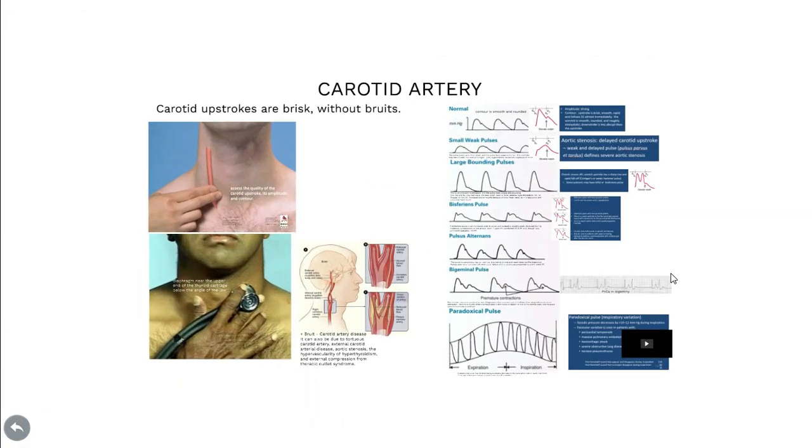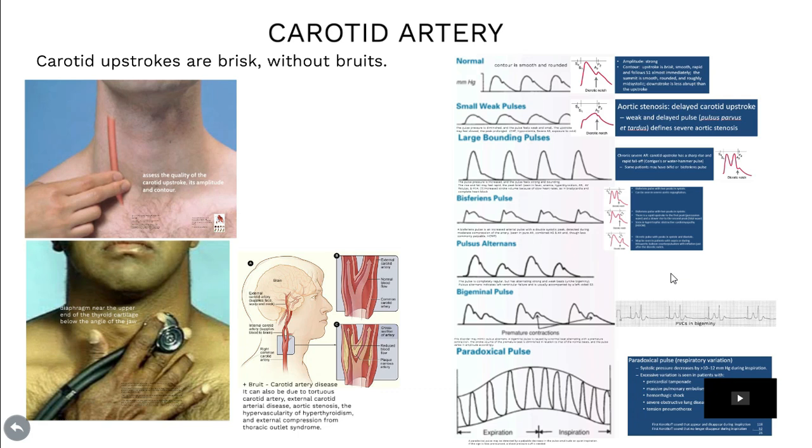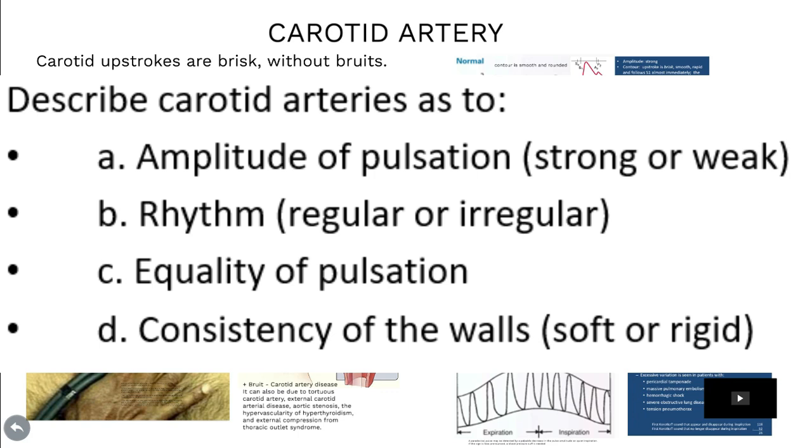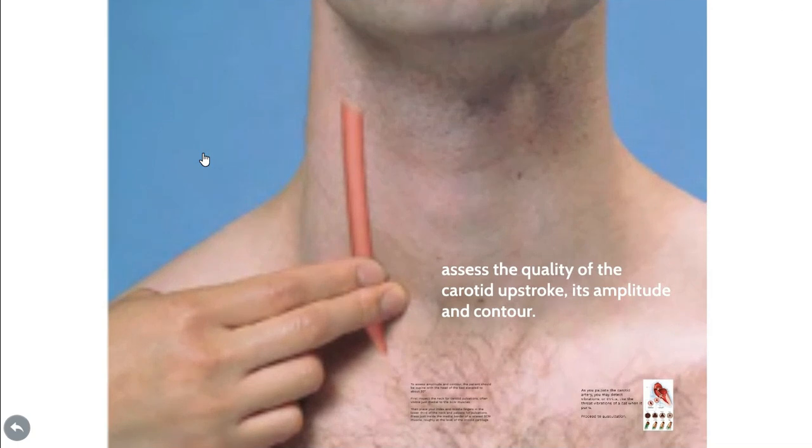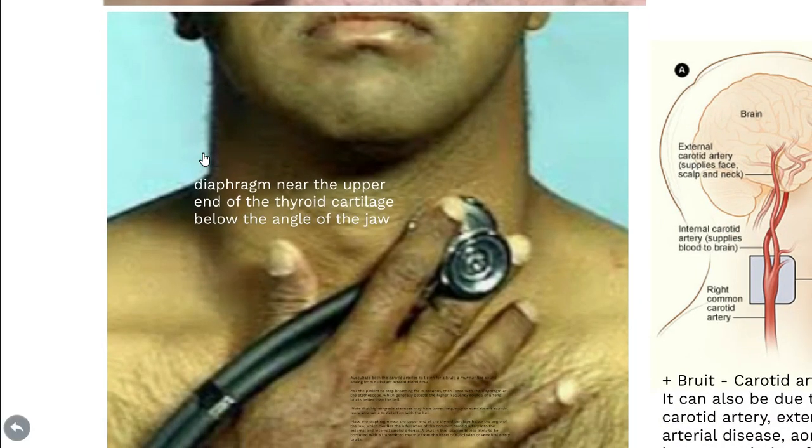Okay, so now we'll proceed to the carotid artery. The carotid upstrokes are brisk, but for our institution, we also added the AREC. It stands for A for amplitude, R for regularity, E for equality, if there is an equal pulse, and the consistency of the wall, if it is soft or rigid, because it can also suggest a possible carotid artery disease.